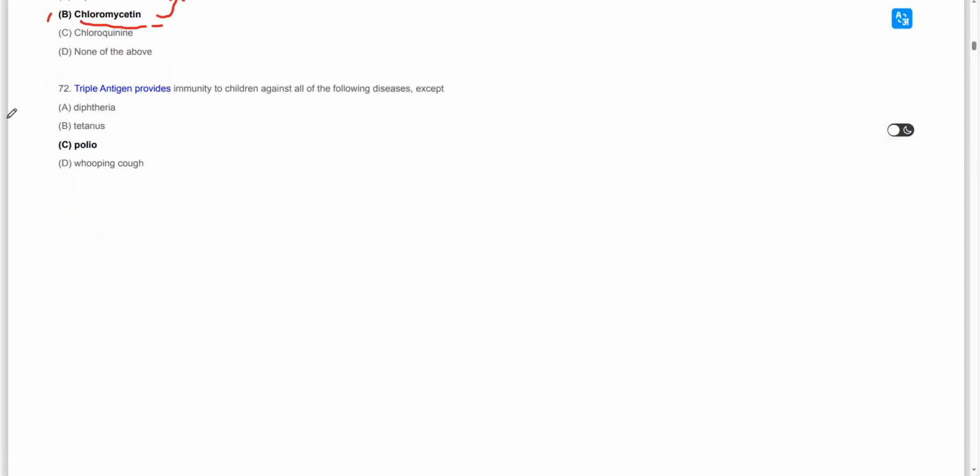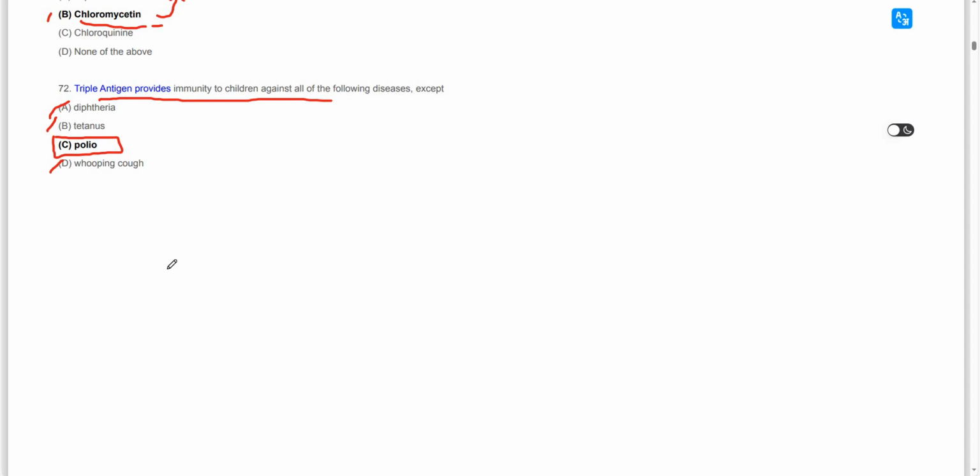Moving on to the next question, triple antigen provides immunity to children against all the following diseases except. Basically triple antigen provides immunity to children against diphtheria, tetanus and whooping cough, but not against polio. For that you have to take the polio vaccine, polio drops. That's a different thing.